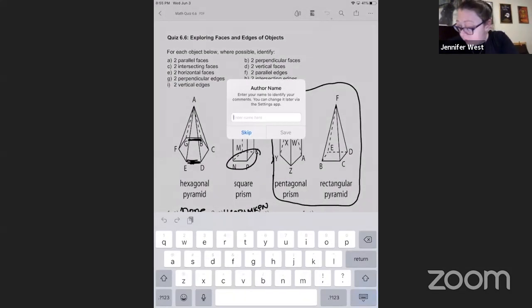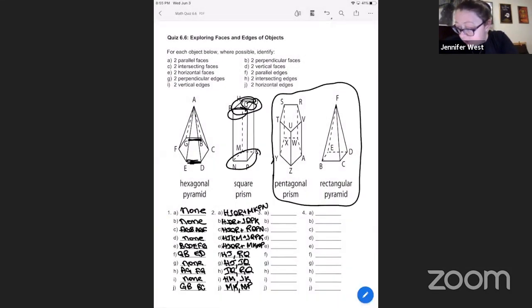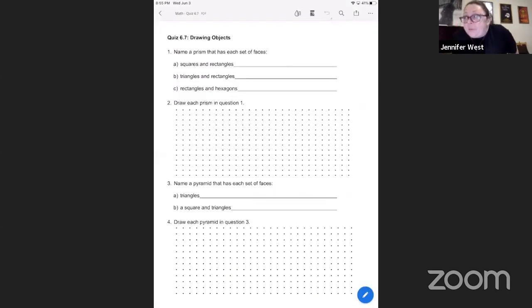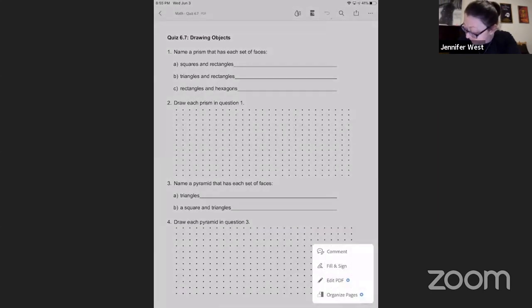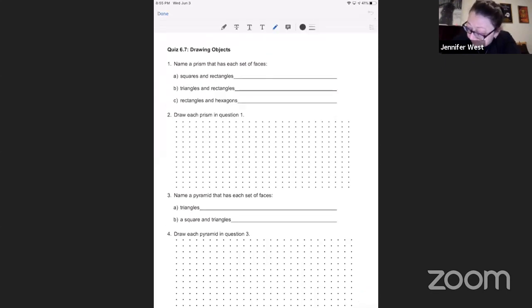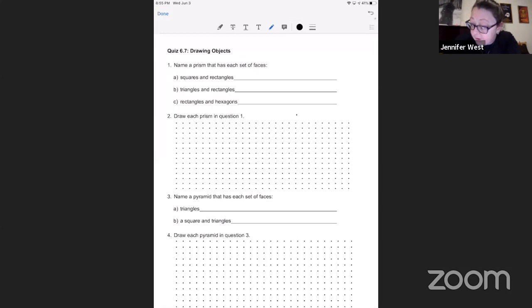Now, I'm going to do quiz 6.7 with you. All right. So, name a prism that has each set of faces. So squares and rectangles, that could only be, sorry, I need to make this into drawing again. Okay, so squares and rectangles could only be a rectangular prism.